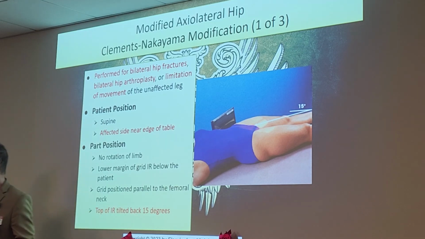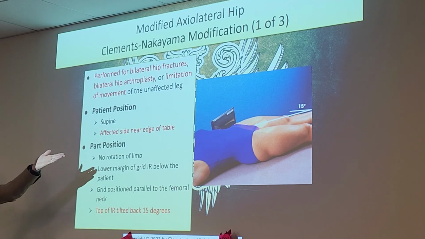But in reality, if we were smart and thinking outside the box, as you all are, because you're going to be experts by the time you graduate and the best at what you do, we have what's called the modified axial-lateral hip, Clement's Nakayama, in which we can still obtain a pretty good visualization of that lateral hip by making some slight alterations to how we do it.